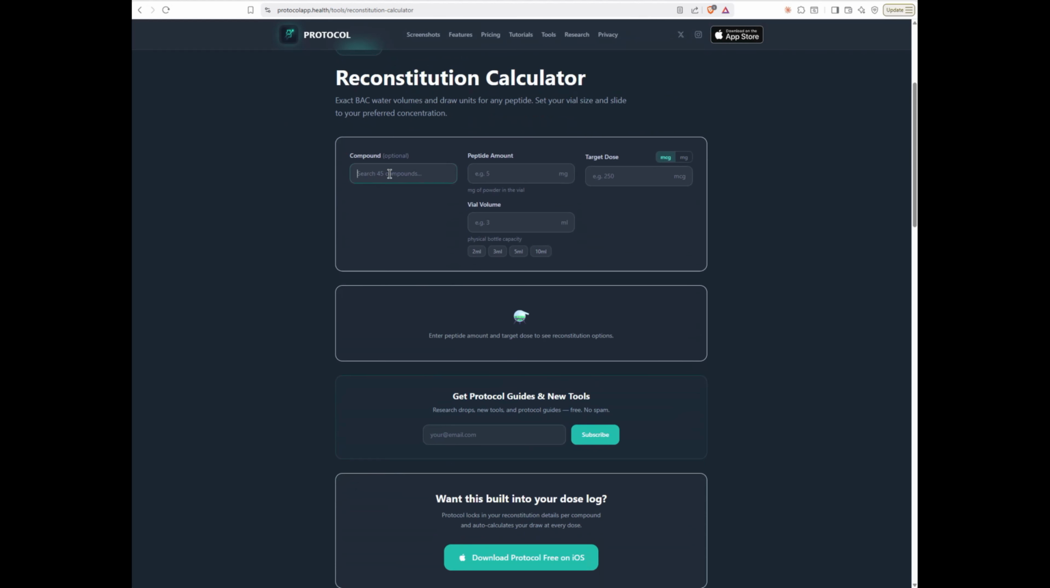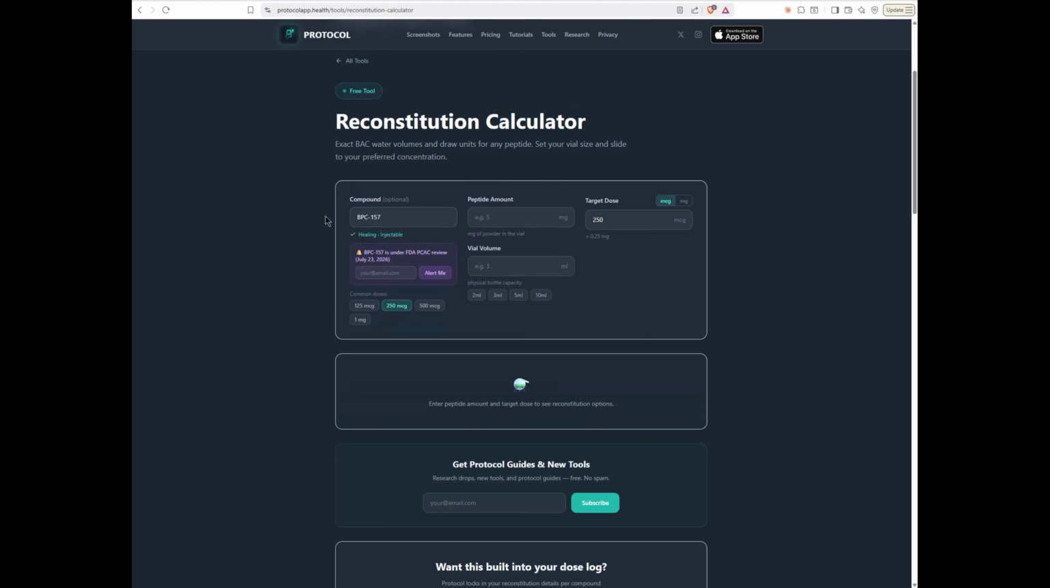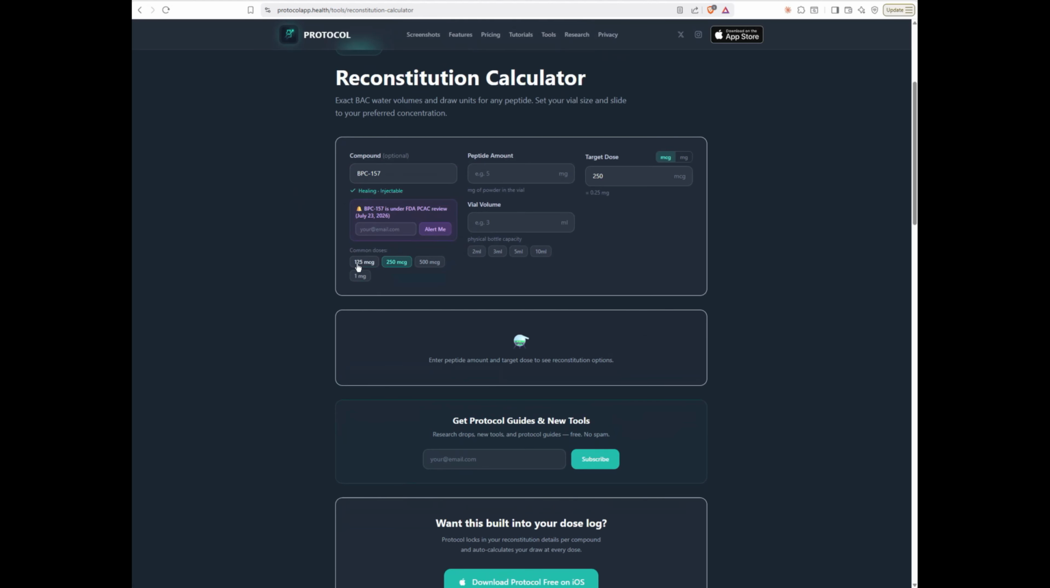Let's use BPC-157 as our example, the most widely researched repair peptide with over 50 published studies. When you select a compound, the calculator automatically shows you common dose options. You can see 250 micrograms and 500 micrograms as the typical BPC-157 dose chips. Just tap one to fill it in automatically. You can also change the dose by manually entering it into the target dose field. You can also change from micrograms to milligrams if you prefer. We'll go with 250 micrograms per dose, a standard starting protocol.